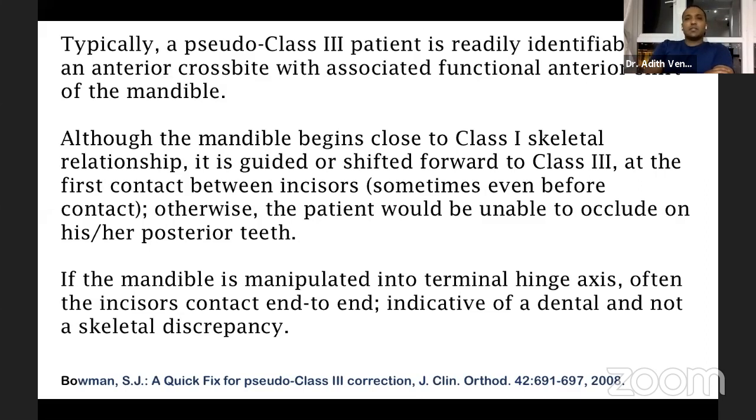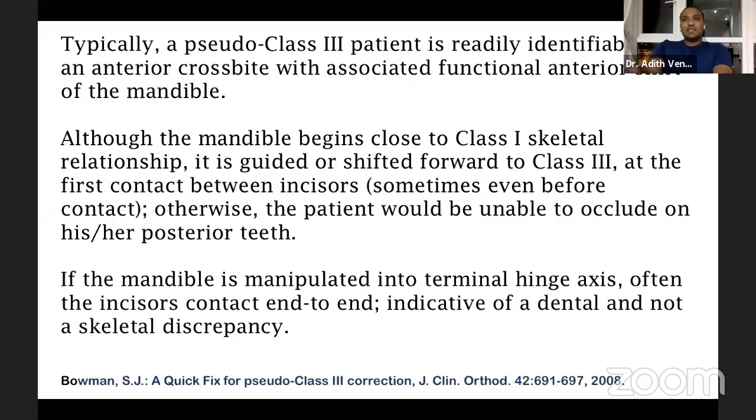So although the mandible begins to close in a class 1 skeletal pattern in pseudo class 3s, it's guided or shifted forward to a class 3 on first contact between the incisors. So most probably there is some prematurity in the anterior region, usually. And sometimes, even before it touches, it guides and glides the mandible. The patient would not be able to occlude his posterior teeth unless he guides the mandible forward.